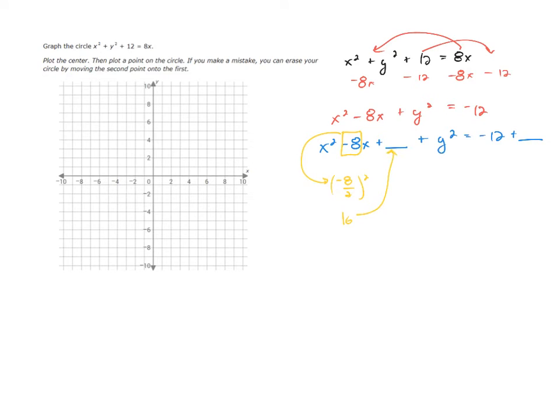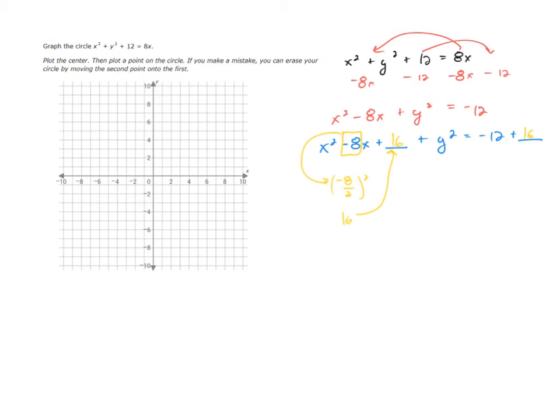I don't want to go through each step. We could do the simple math here, the 8 over 2, whatnot. Now, from here you can see again, you're able to factor.